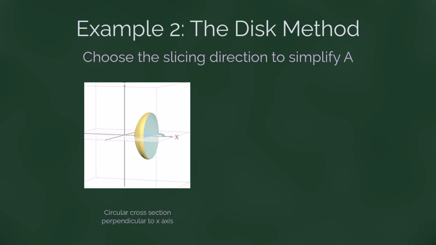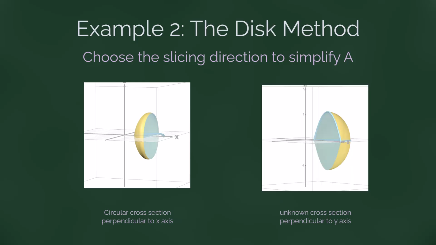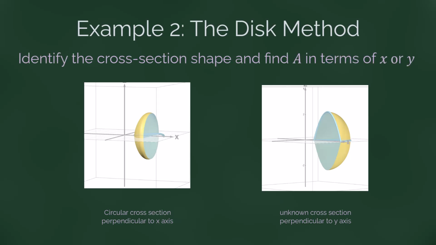Our first step is to choose our slicing direction, again to simplify our area. We can see here that if we slice perpendicular to the x-axis, our area is going to look like a circle, but if we slice perpendicular to the y-axis, we once again get an unknown cross-section.